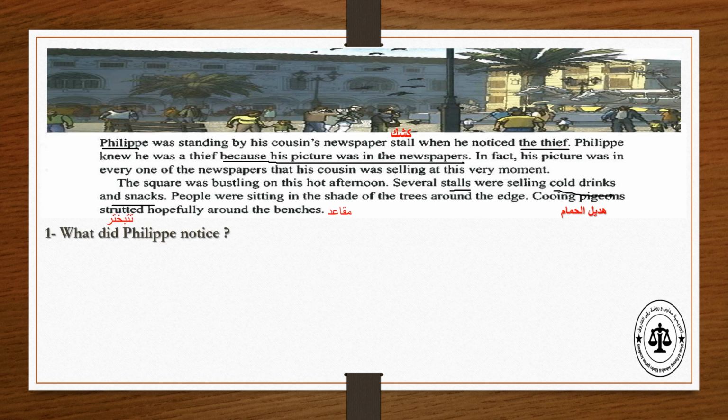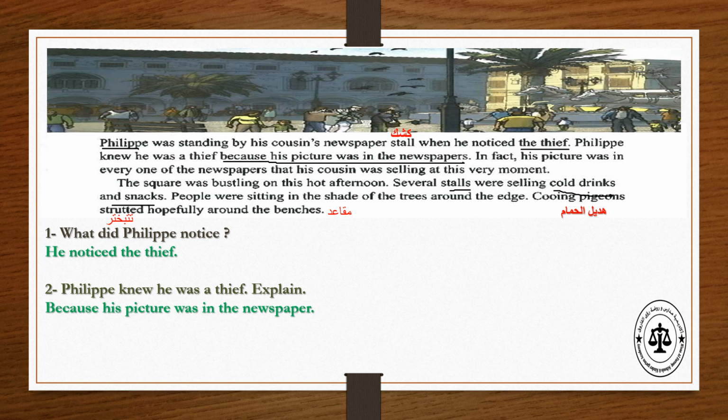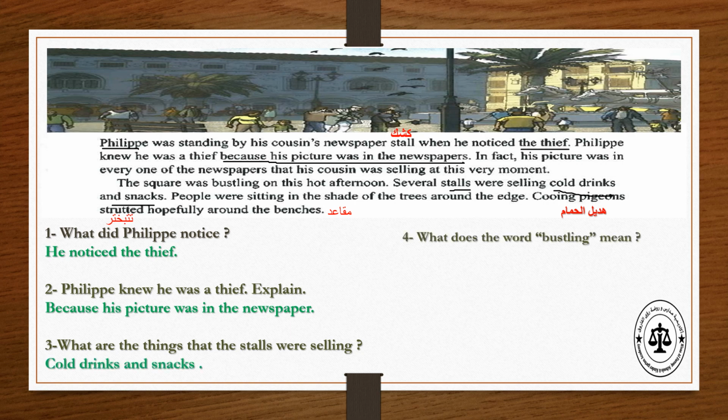So, what did Philip notice? Yes, he noticed the thief. Philip knew he was a thief. Explain. Because his picture was in the newspaper, yes. Number 3, what are the things that the stalls were selling? Excellent. Cold drinks and snacks. And the last thing, what does the word bustling mean? Crowded, or a place which is full of activity.